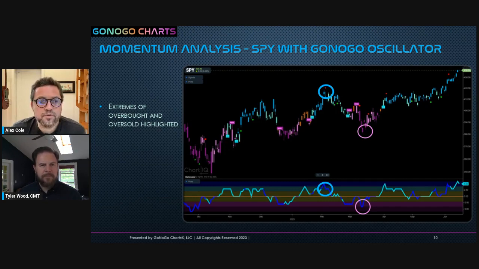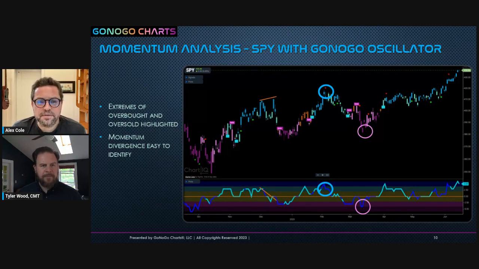The other concept, we've talked about it several times today, that's so important, is that of divergence. And yes, with the GoNoGo oscillator, you get that information as well. So you get a higher high in price here, as we saw with some of the other indicators, matching up with lower readings in the GoNoGo oscillator.